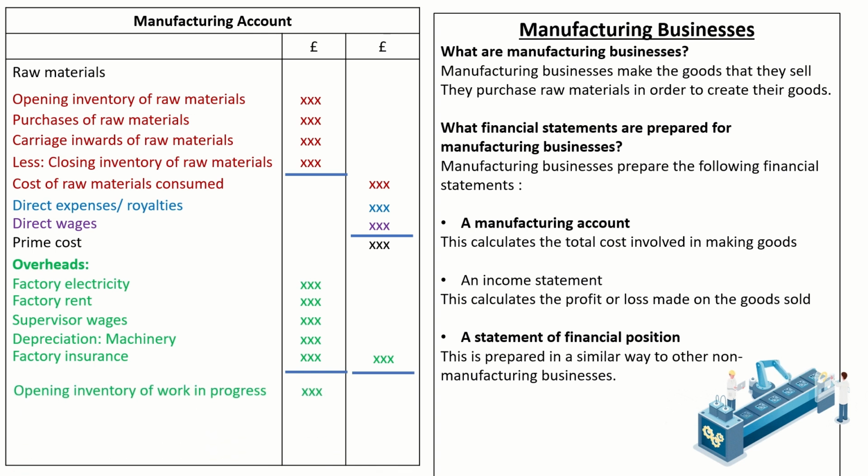Now, add opening inventory of work in progress and less closing inventory of work in progress and find the net value of work in progress. Add up the prime cost, total overheads, and net work in progress in order to find the production cost.